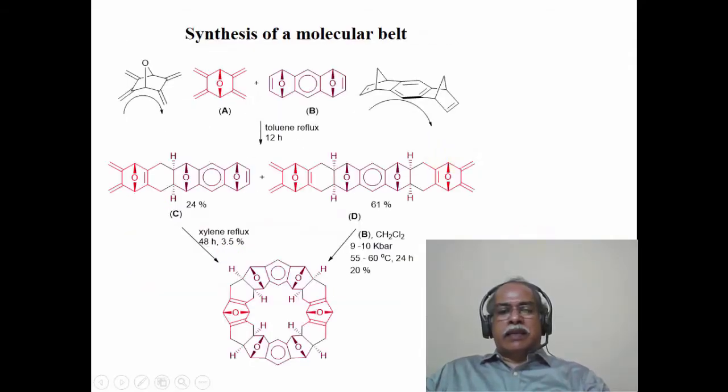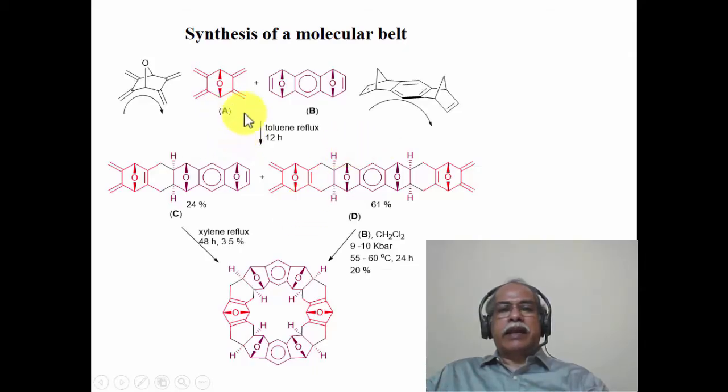Here is a very fascinating example of a belt-shaped molecule. This molecular structure, although it is drawn in a planar form, actually is a belt kind of a molecule, a loop kind of a molecule, where all these oxygen atoms are protruding out of the belt. In other words, this particular molecule has a belt shape in its structure, and that can be synthesized using the strategy that is shown here.